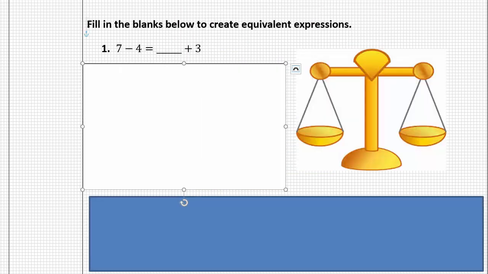Alright, for the following questions, we're going to go over 4 of them. You're going to be asked to fill in the blanks below to create equivalent expressions. Our first one is 7 subtract 4 has the same value as blank plus 3. So what would make sense to put in that blank?